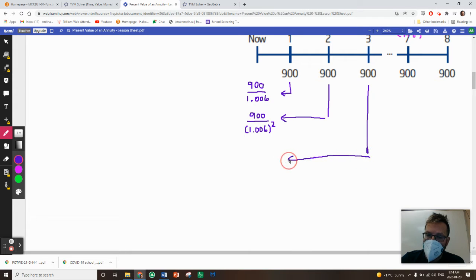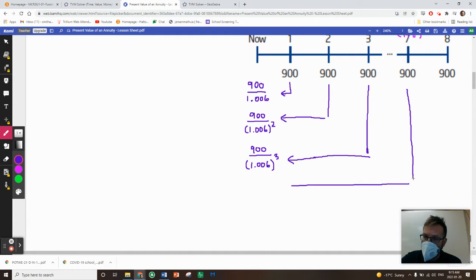The third withdrawal will have had 3 months to get interest. So its present value, 900 divided by 1.006 cubed. And then down the line, for completeness sake, we'll get these final 2 on there. So we've got 5 of the 8.